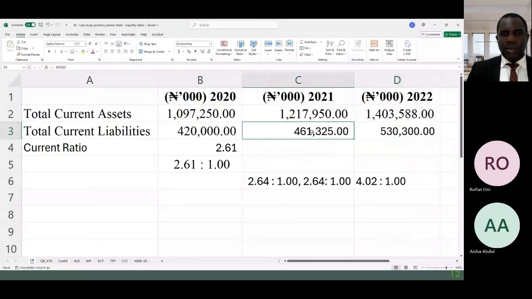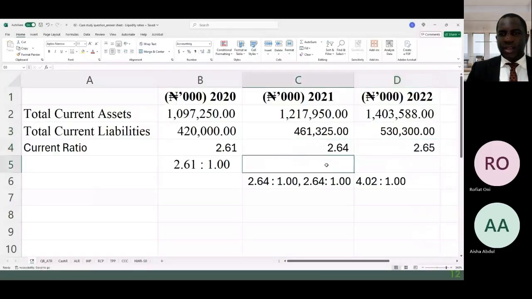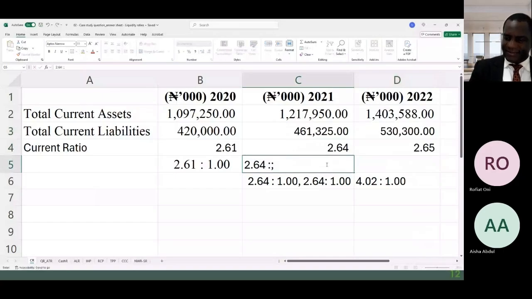Okay, and that's it. So let me just drag this. Okay, so I think I'm having a differing figure from Rufi. Rufi, so what did you do? We are correct in 2020, but we are not in 2021. So who is wrong? Am I the one or are you the one?